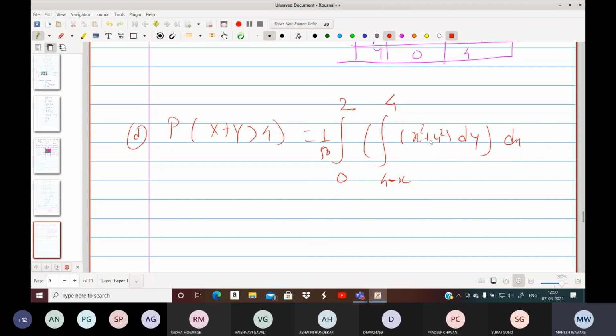Integrate this with respect to y first, keeping x constant, means integration of this is x square y, and integration of y square is y cube upon 3. Put limit of in place of y as 4 and y as a 4 minus x. Finally, it will become function of x, and that can be integrable with respect to x. Just try to compute these values. This will be your exercise 2.